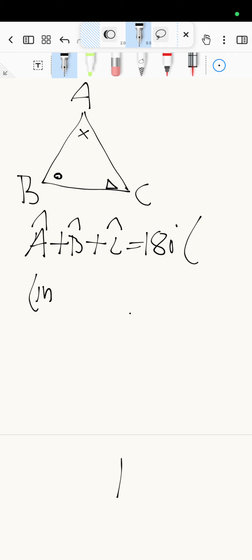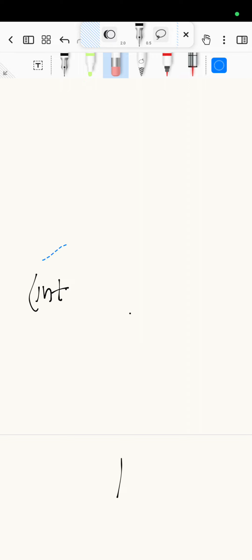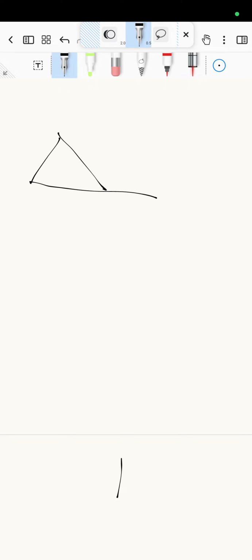Is going to be interior angles of a triangle, right? Interior angles of a triangle. That's going to be the valid reason that we'll use there. The second thing true for all triangles, okay? So the first one was interior, the second is exterior. So that tells me this one is equal to that angle plus this angle.